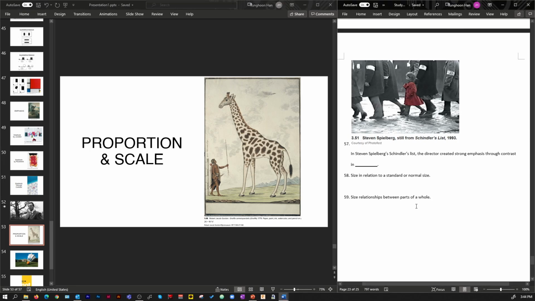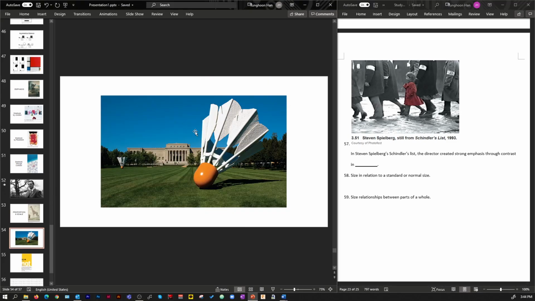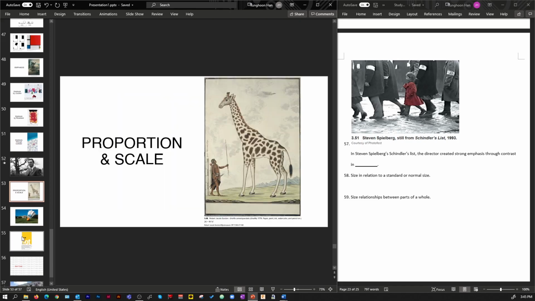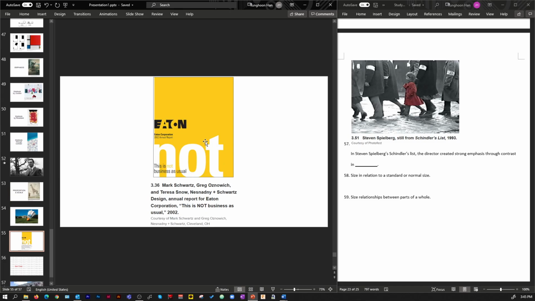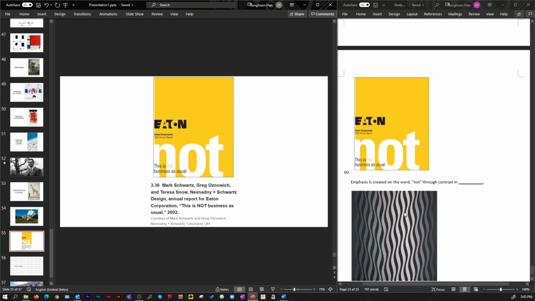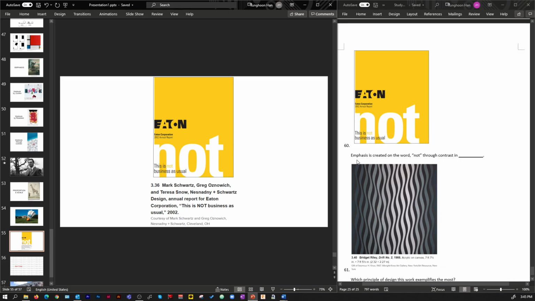So size in relationship between parts of a whole is called proportion. So we talked about, back to scale, how artists can use scale to create really interesting works of art. A shuttlecock usually is not that big, but just by blowing it up it creates a whole new dialogue about this work of art. Let's go back to proportion. So in proportion, by making this letter a lot larger than the other letters, the designer of this poster can create a strong emphasis on this word. So emphasis is created on the word through a contrast in proportion.